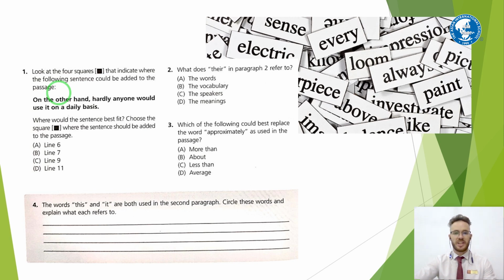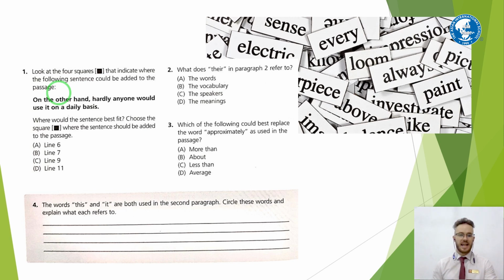Question number 2 says, what does "there" in paragraph 2 refer to? So "there" is a reference. What does it refer to? The words, the vocabulary, the speakers, or the meanings? That would have been C, the speakers. Question number 3, which of the following could best replace the word "approximately" as used in the passage? Would it be more than, about, less than, or average? The correct answer there would be about.